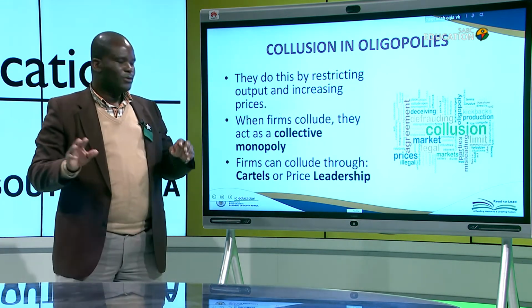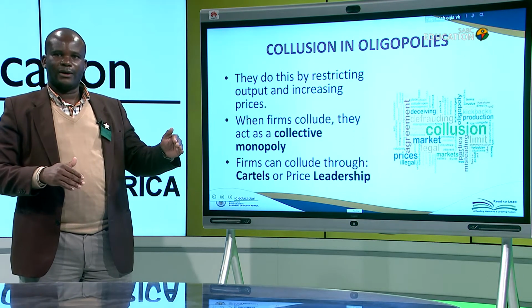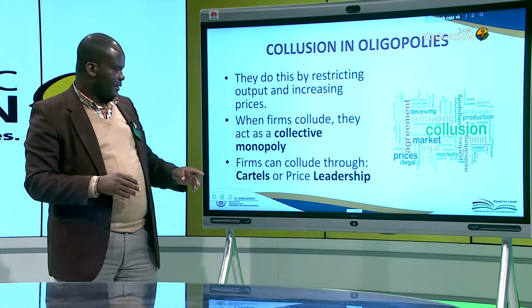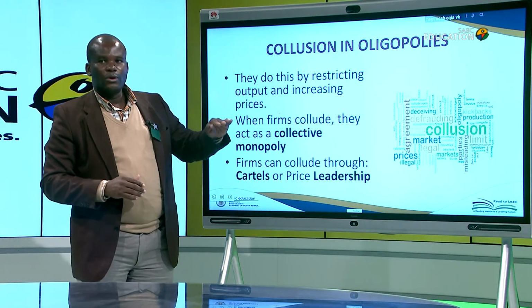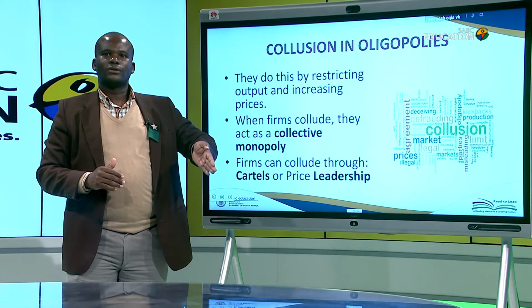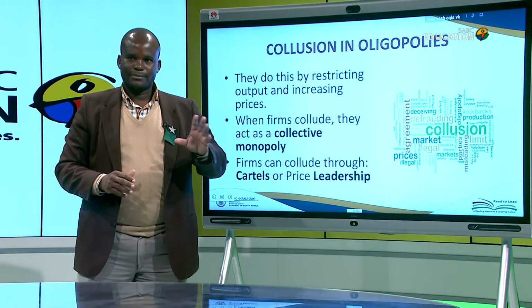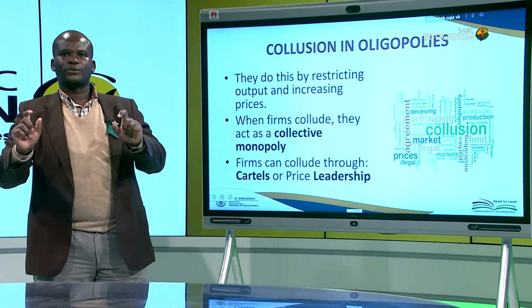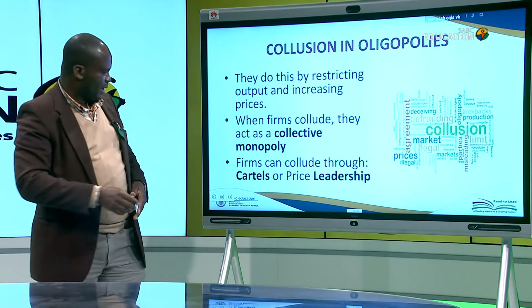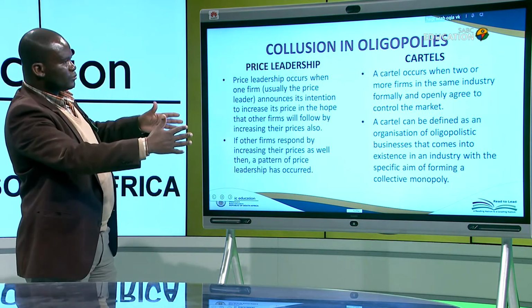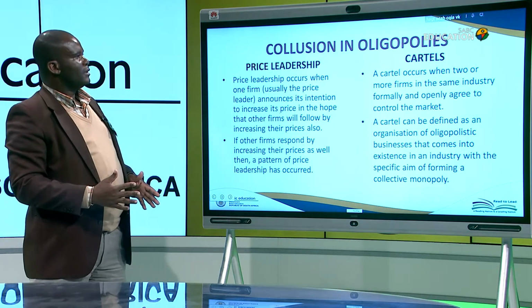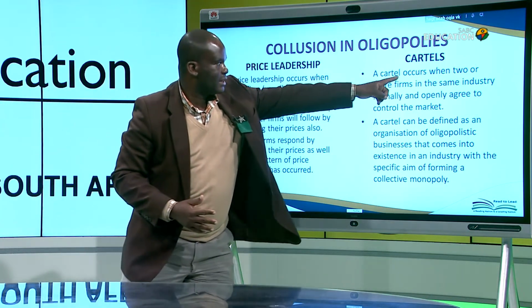Now, how do firms collude? We saw it in our characteristics. They can collude through what are known as cartels, or some can collude through what is called price leadership. So these two are different forms of collusion under oligopoly markets. So we're going to explain them. Let me start with cartels.